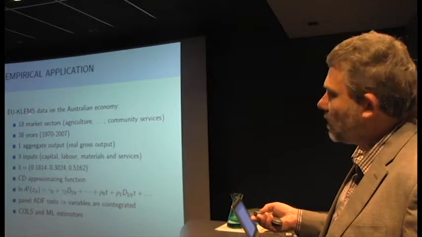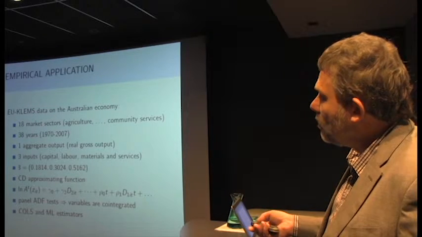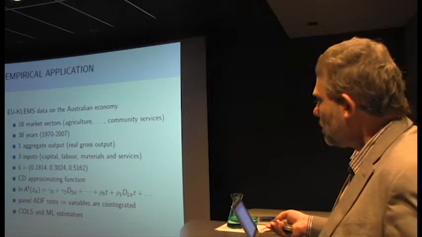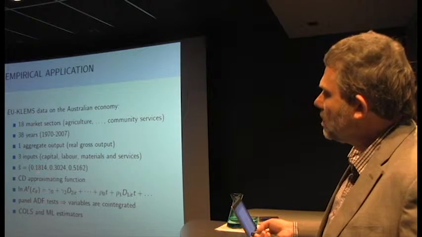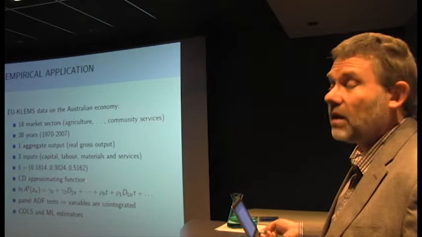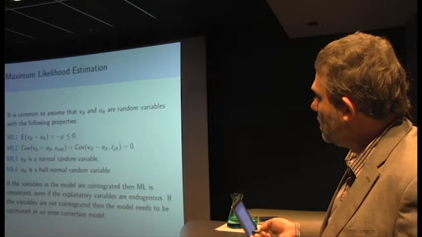And so they make this data publicly available. So I've got data on that. In that data set, there's only one aggregate output, 3 inputs: capital, labour and materials and services. These are the average cost shares. I assume a Cobb-Douglas approximating function, right? So I'm basically assuming a Cobb-Douglas type structure.